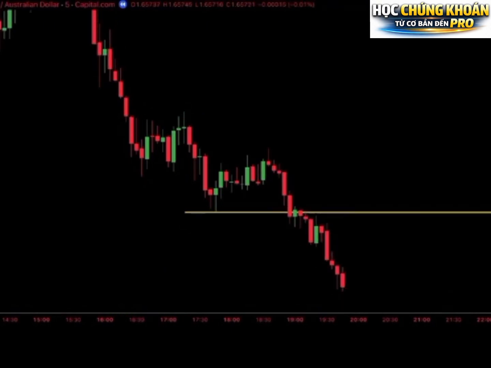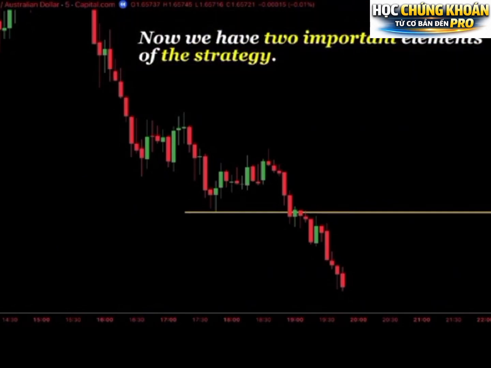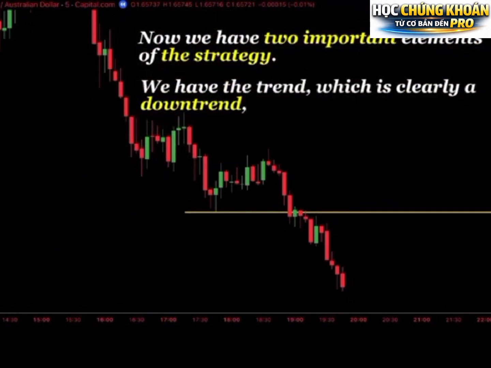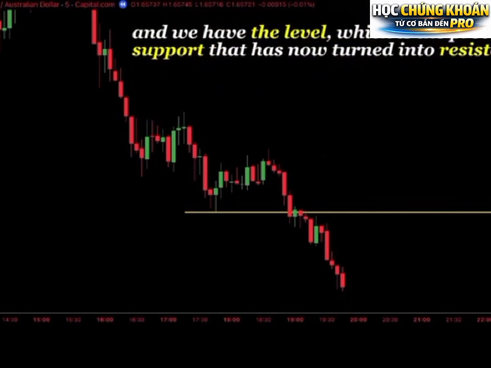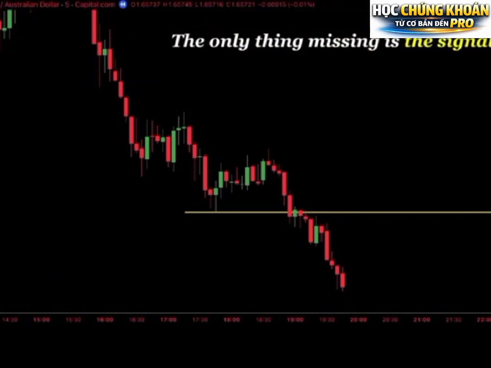As the market continues, we see another strong impulsive move downward, and this time price breaks below the support level. This is a key moment, because once support is broken, it becomes resistance. Now we have two important elements of the strategy. We have the trend, which is clearly a downtrend, and we have the level, which is the previous support that has now turned into resistance.